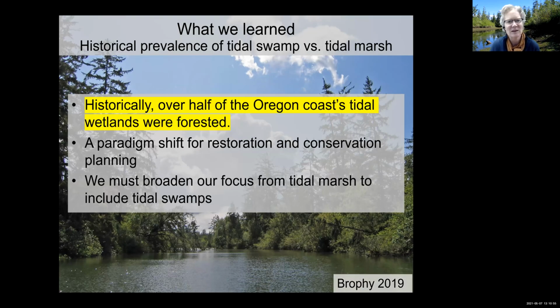And what we learned was that historically, our tidal wetland habitats in Oregon were much more diverse than had previously been understood. Over half of our tidal wetlands were historically forested. This is quite a paradigm shift for restoration and conservation planning because in general, those efforts have focused on salt marsh or tidal marsh in the past. So we really advocate broadening the focus to include these forested tidal wetlands or tidal swamps.